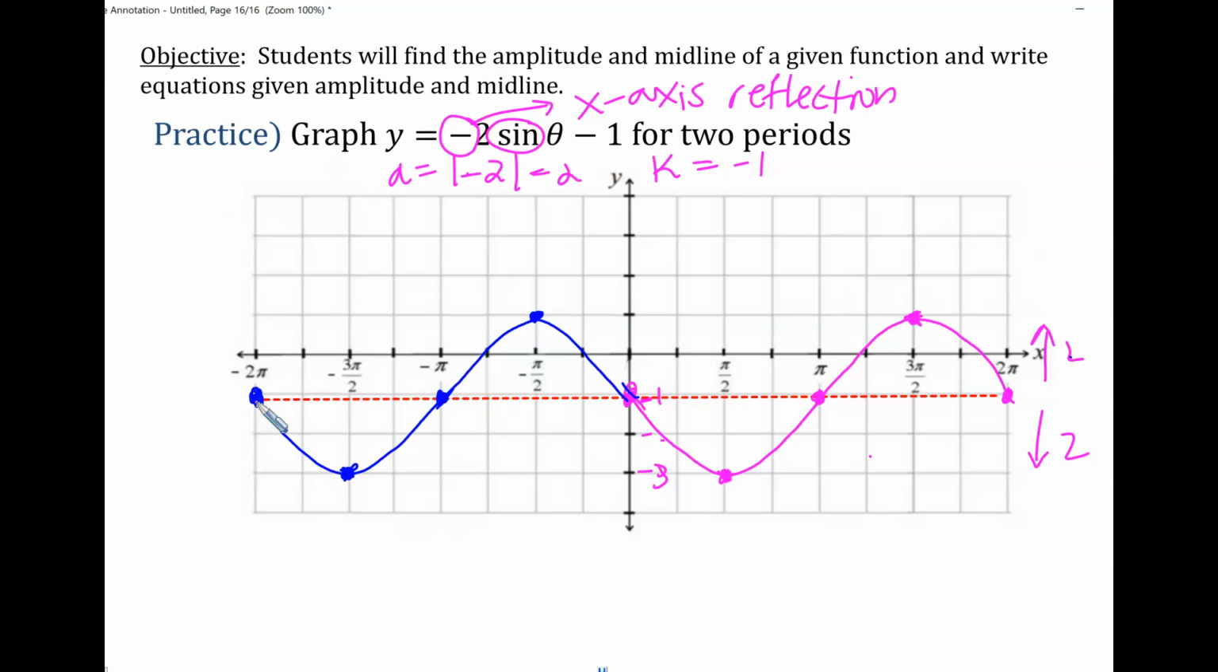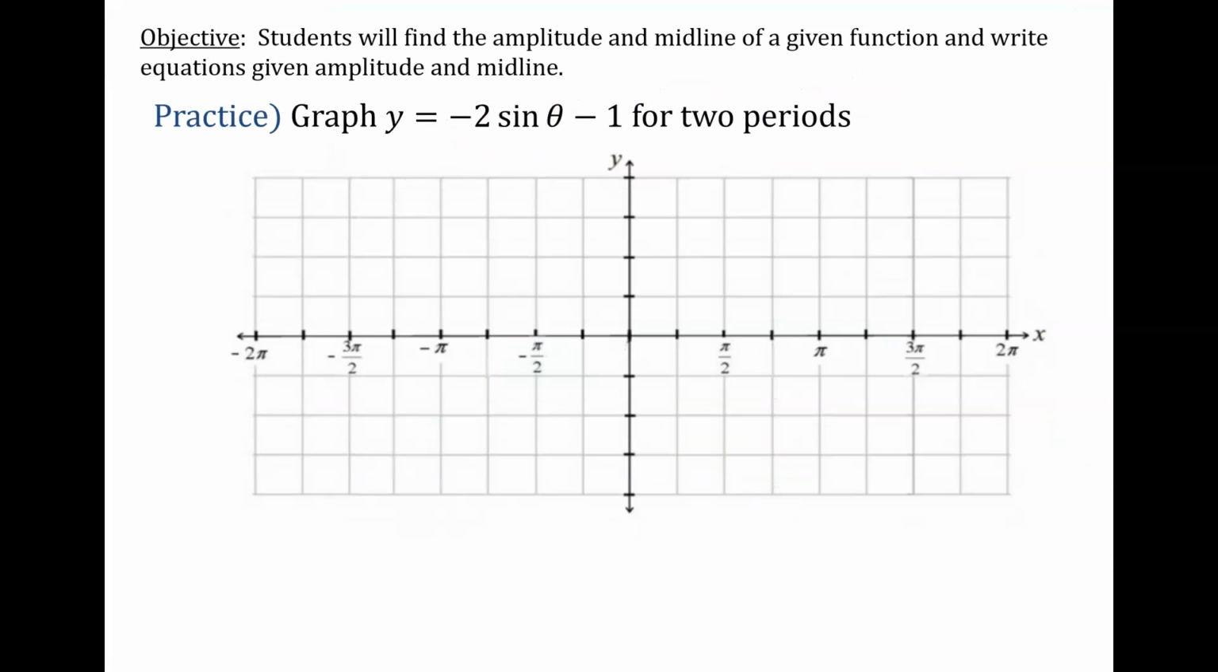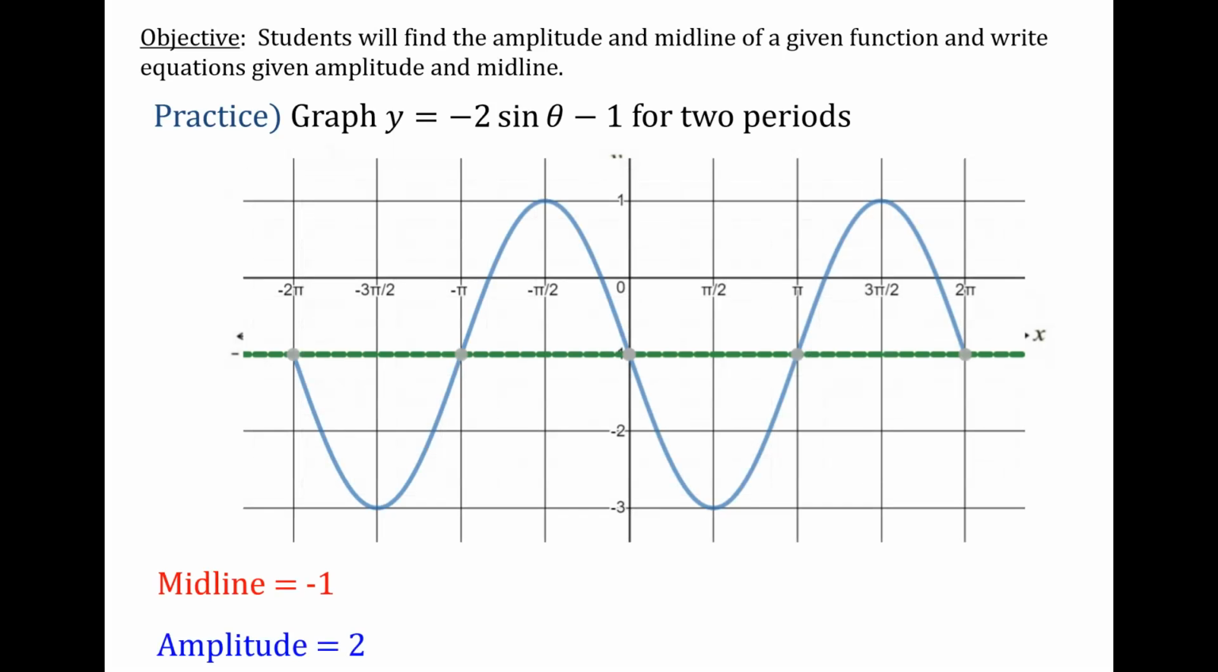And then remember, it's a sine. So sine normally starts at the origin, but we're not at the x-axis, so we're just going to start at the midline. Normally you would have gone up, but again, because it's a negative, then you would have to go down, and then so forth. Okay? Hopefully you got that one right. Now let's look at the next example.